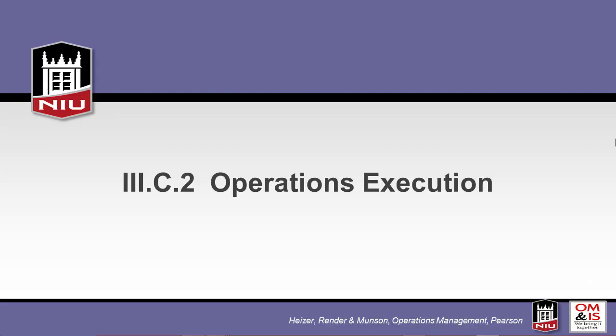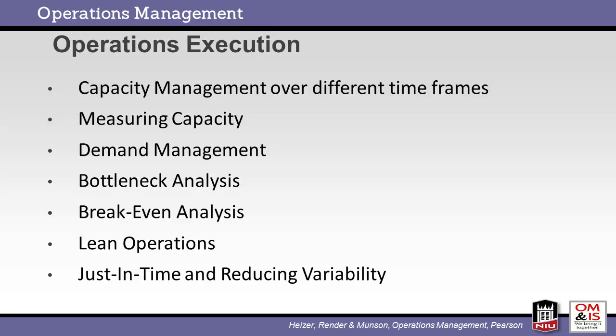Operations Execution. In this unit, we will review operations execution. We start with a discussion on capacity management over different time frames, along with the metrics used to measure capacity. Demand management will be reviewed, including bottleneck and break-even analysis. Next, we will discuss lean operations, including the implementation of just-in-time inventory and reduced process variability. This discussion will also include the impact of lot size reduction.